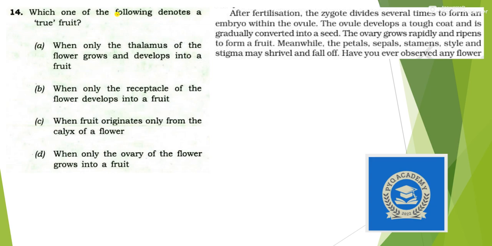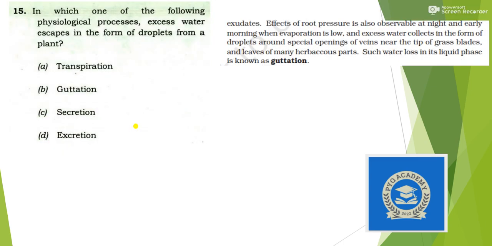Which one of the following denotes a true fruit? Here you can see in the class 10 reproduction chapter, it is written that the ovary grows rapidly and ripens to form a fruit. So our answer is option D. When only the ovary of a flower grows into fruit, it is known as a true fruit. And all these other options are wrong, no need to worry about it. Okay, let's move to the next question.